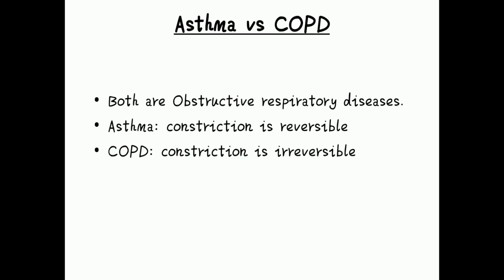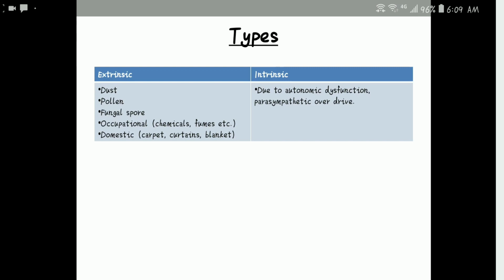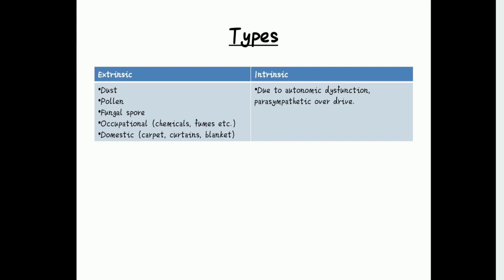But the difference between asthma and COPD is that asthma constriction is reversible, and in COPD constriction of the tracheobronchial tree is irreversible. There are two types of asthma: one is extrinsic and the second one is intrinsic.